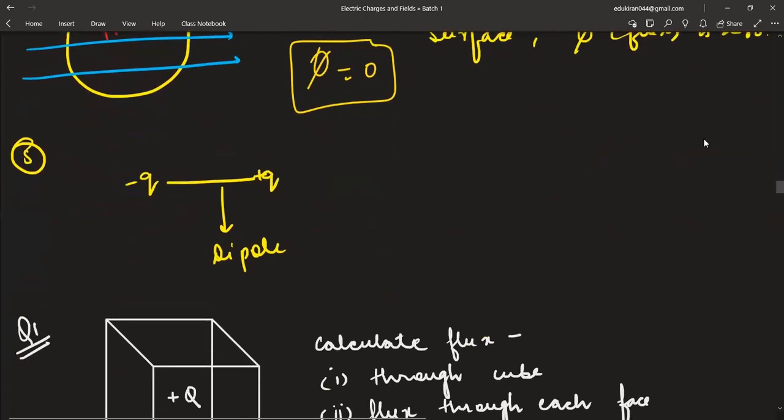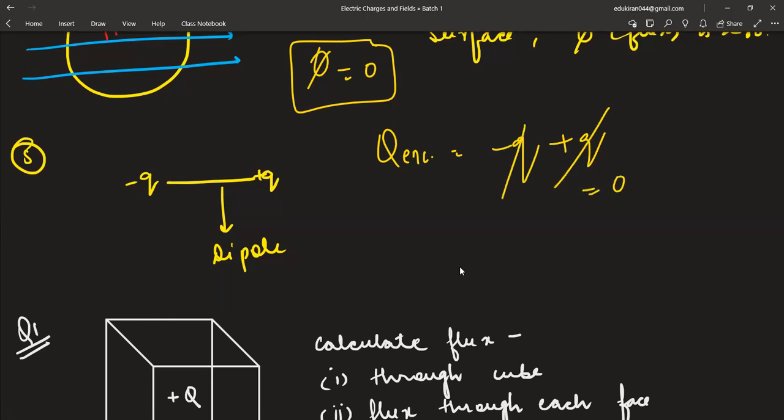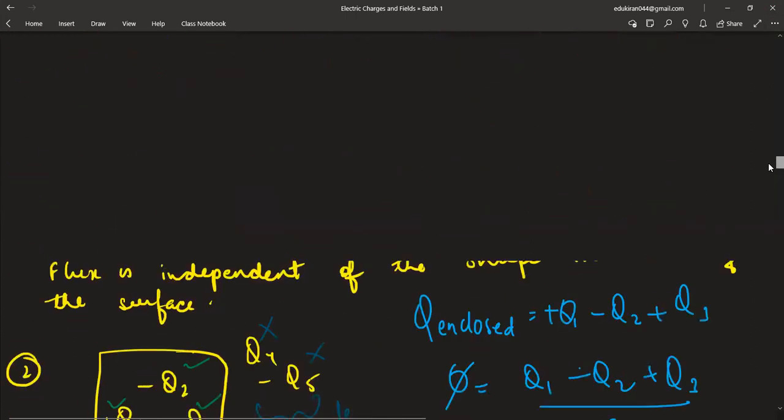Last point is of the dipole. Dipole's point is, if you have a dipole, what will be the charge enclosed? Minus Q plus Q. This will always be 0. So flux will be 0. These properties you should remember. Write it. Then 2 questions we will see from here.